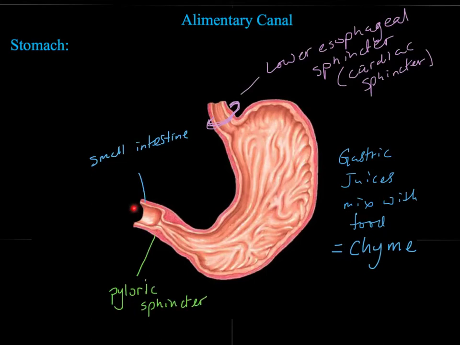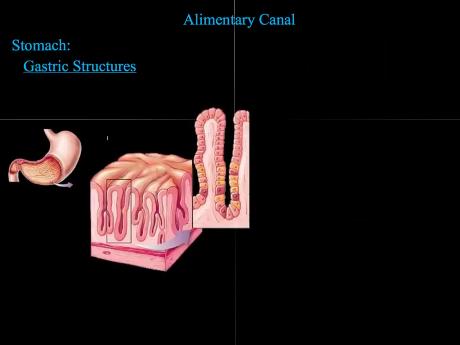Once that chyme is in the small intestine, the pyloric sphincter closes, preventing food from moving back into the stomach. Taking a closer look at the rugae, or the folds inside the stomach, we see that rugae are composed of structures called gastric glands. And these gastric glands are composed of a variety of different cells, which we'll talk about in a little bit.